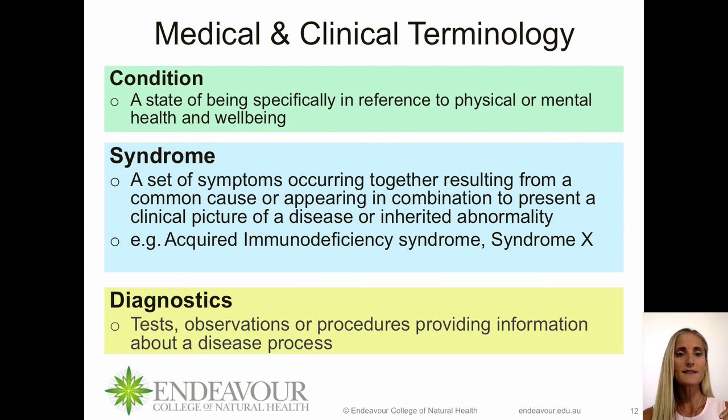Now, diagnostics: tests and observations. So we're looking at things like blood, stool, and urine tests, reflex testing, also things like mental health surveys. So using scoring to assess likelihood and severity of depression and anxiety, those sorts of things, they're all diagnostic tools.